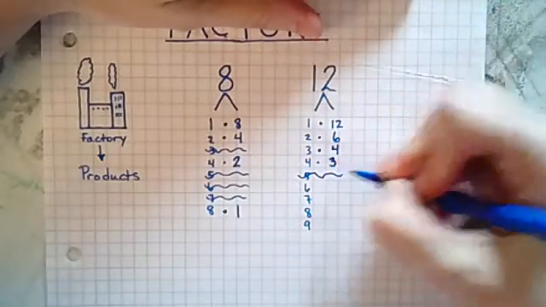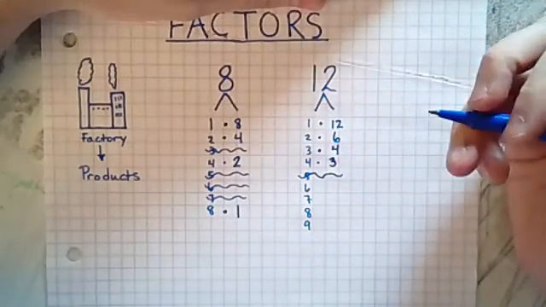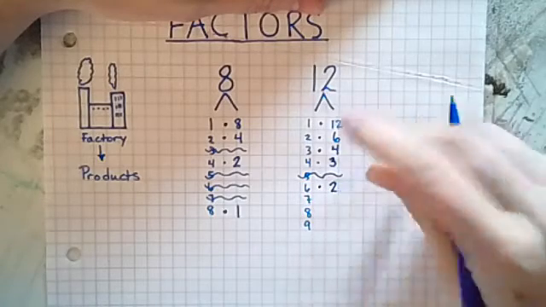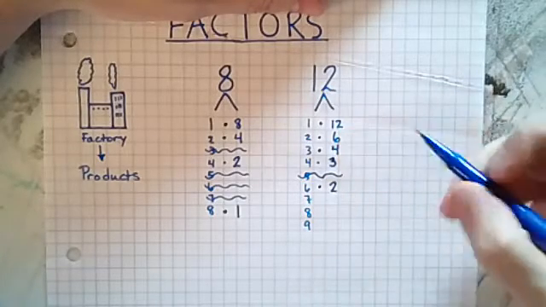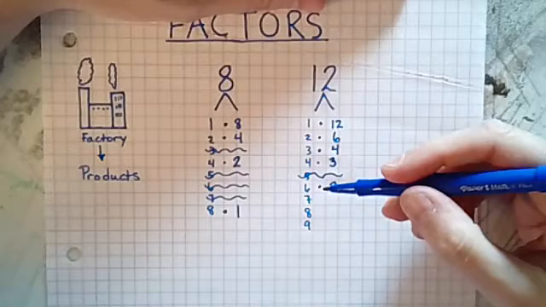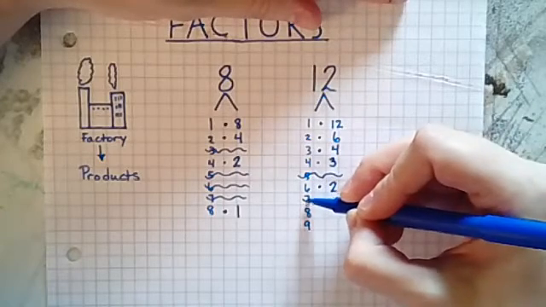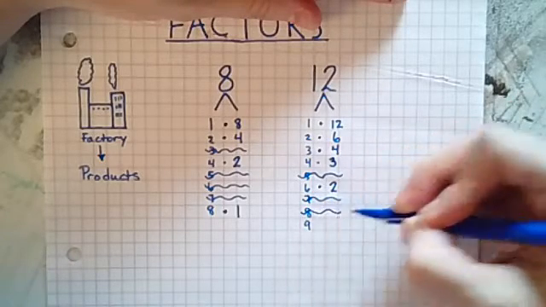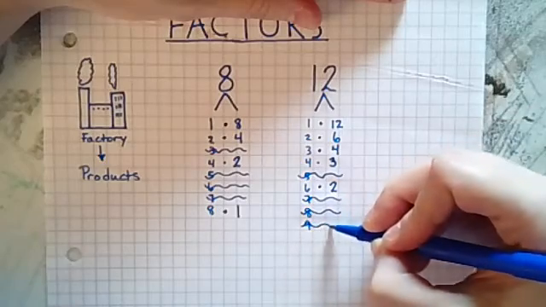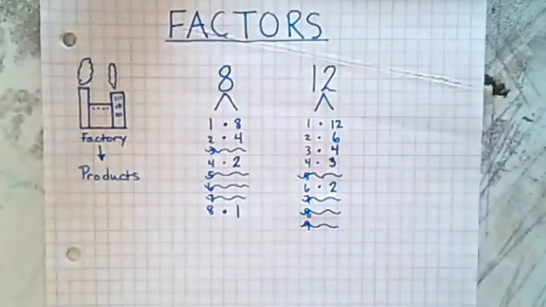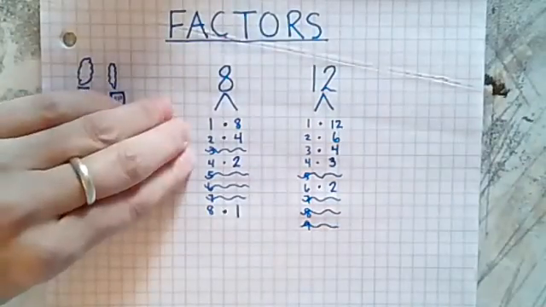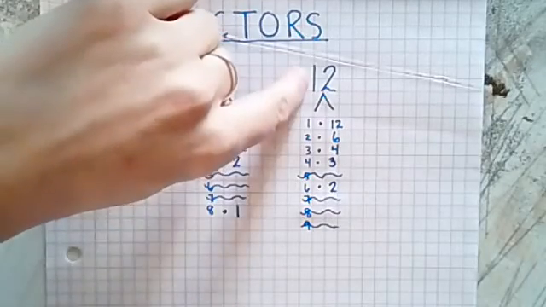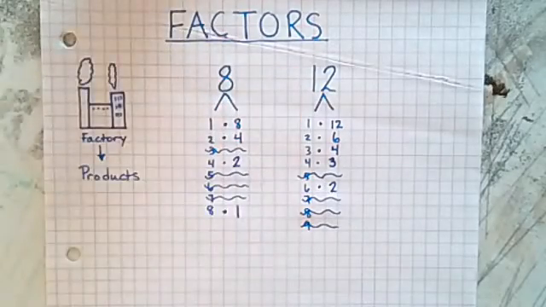Can I multiply 5 by anything to get 12? Nope. Can I multiply 6 by something to get 12? Yeah, I can multiply it by 2. Just like 2 times 6, commutative property. Can I multiply 7 by anything to get 12? Nope. What about 8? No way. And 9? Nah. Okay, so now we have the factors in a factor tree for the product 8, and the product 12 is made by these factors.